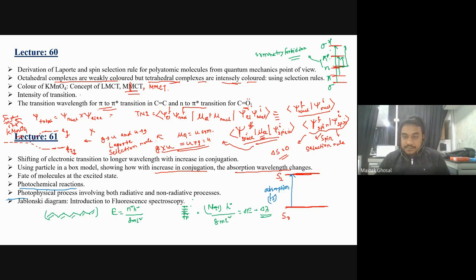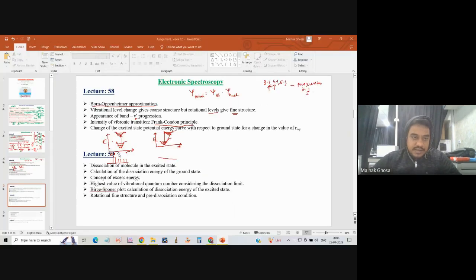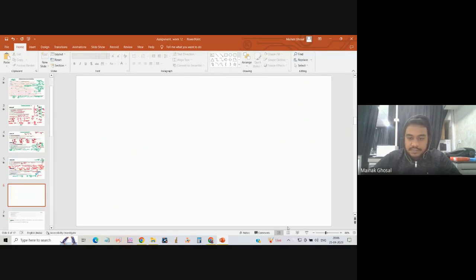Now the electron in this S1 state has some vibrational levels, so there will be vibrational cooling. It will be better if I take another slide to discuss only this one. This is known as the Jablonski diagram. If you take any fluorescence spectroscopy book, you are supposed to see this Jablonski diagram. Suppose this is my S0 state. There are vibrational levels associated with that.